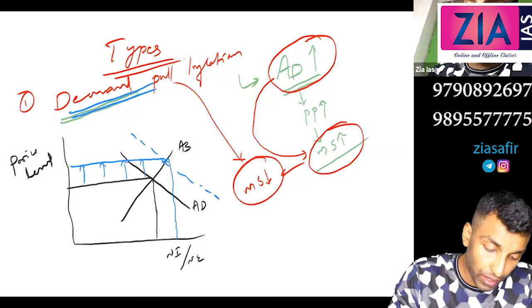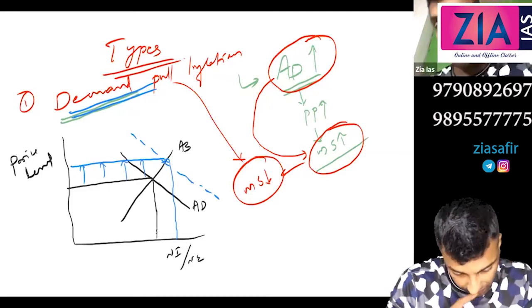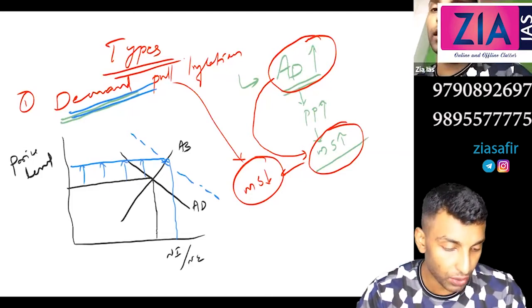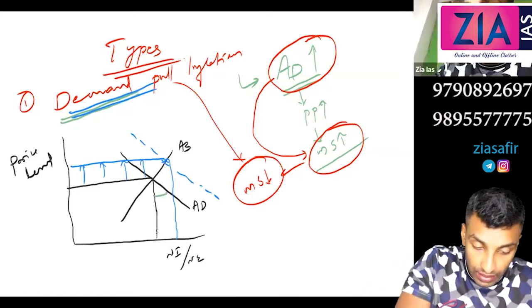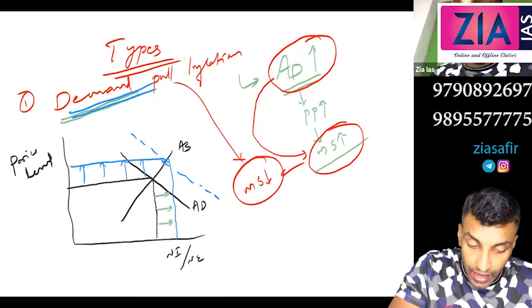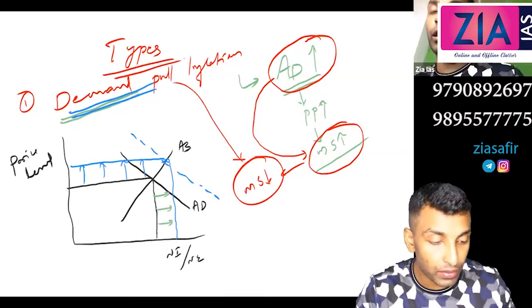Okay, what is a good thing here? Can you see this diagram and tell me what is a good thing in this? National income is also increasing. You can see here national income is increasing. That means the inflation is actually coupled with growth.